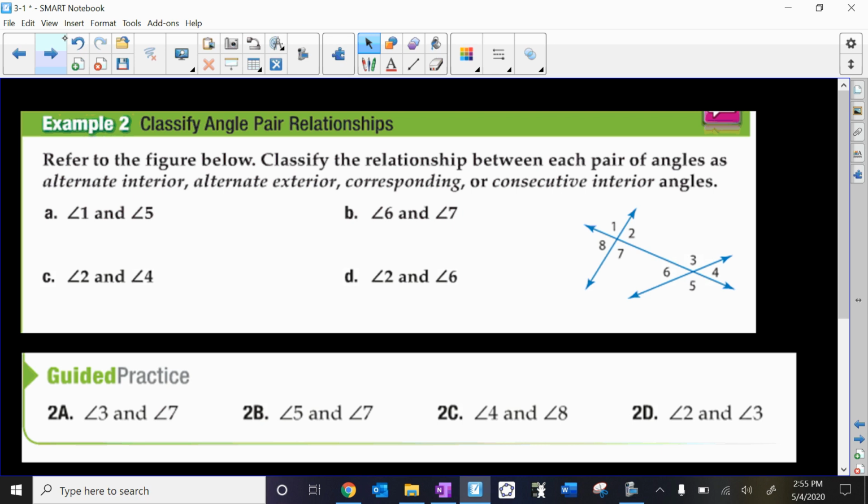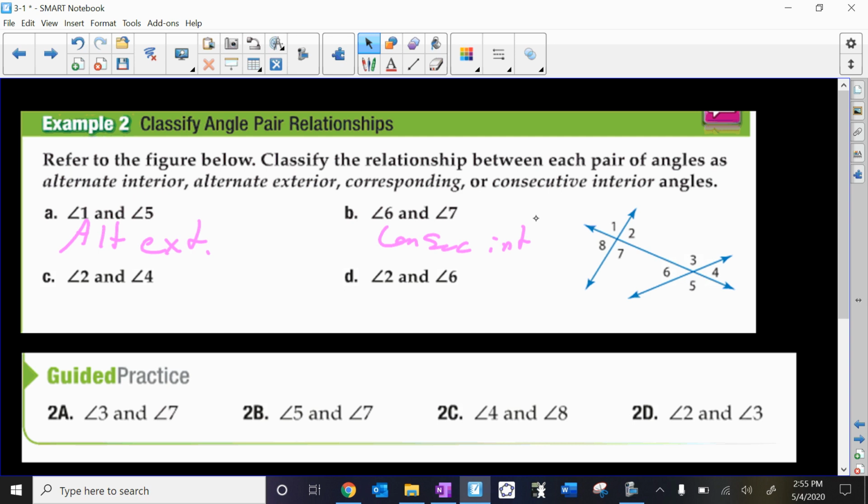So letter A, angles 1 and 5. I'm over top of the transversal, and I'm in the exterior between my two lines. So 1 and 5 would be considered alternate exterior. Letter B, angle 6 and 7. I'm on the same side and in the interior. That would be consecutive interior.